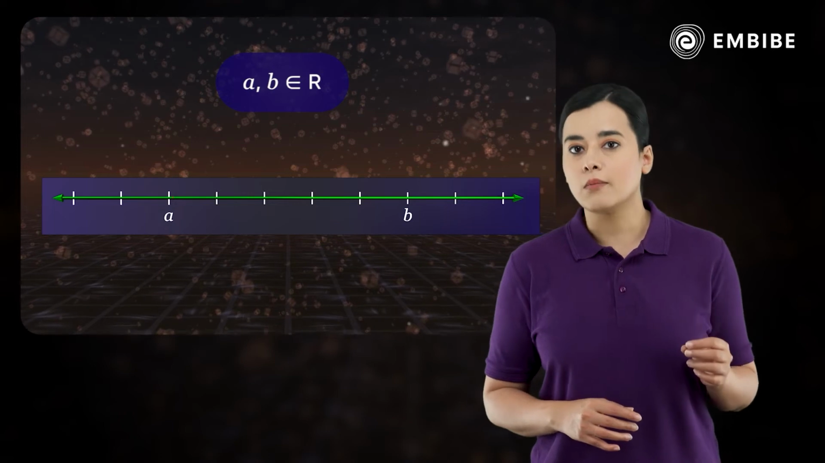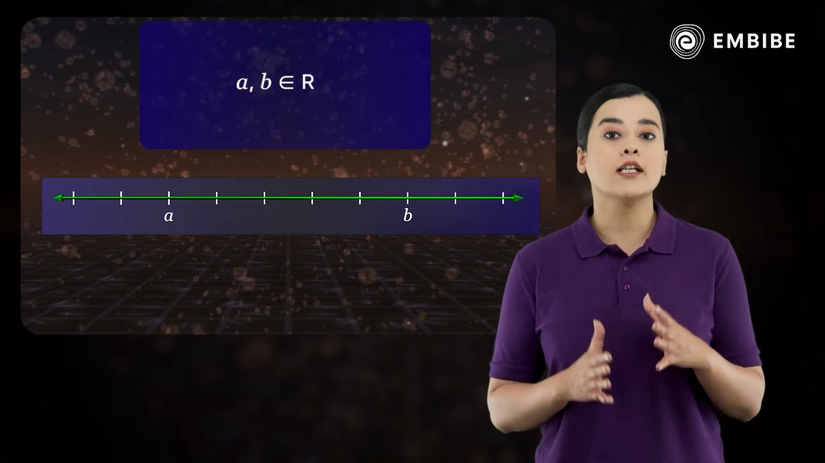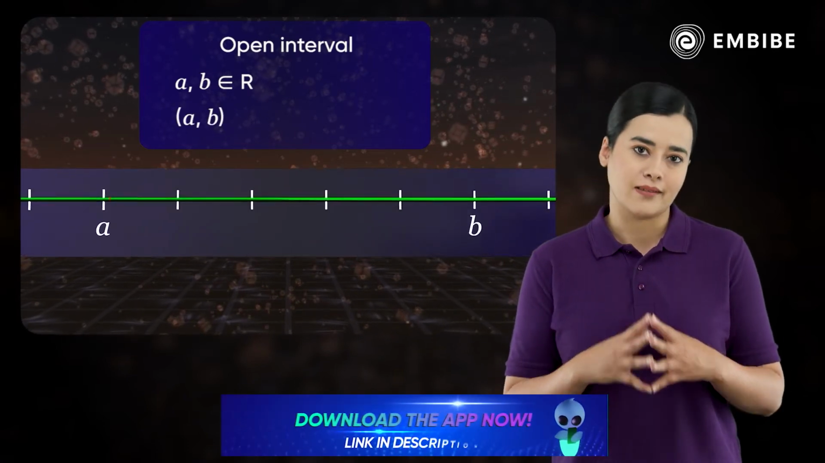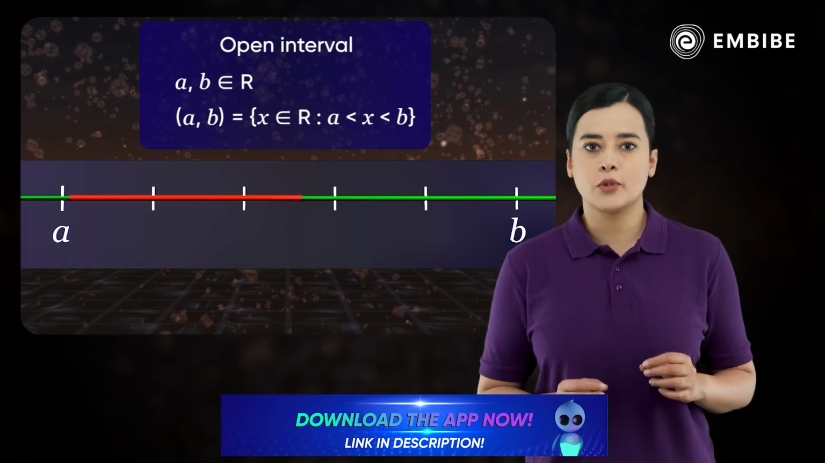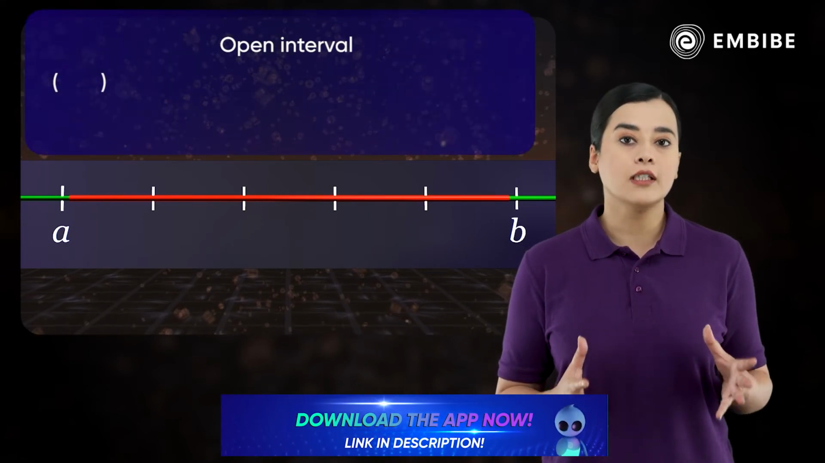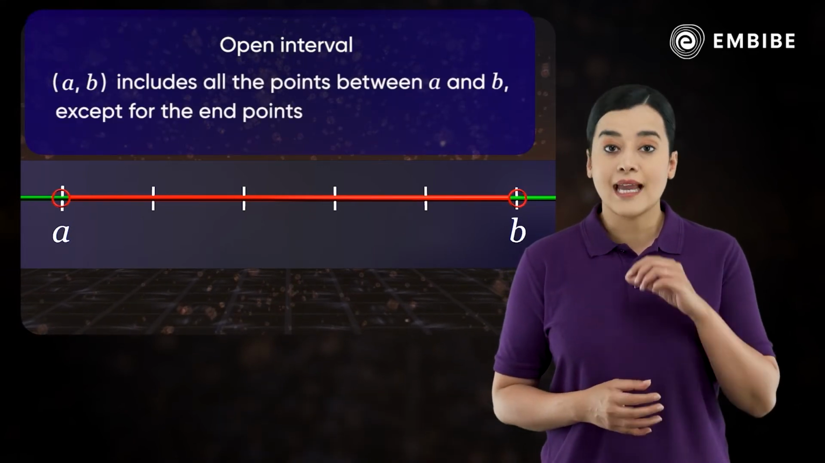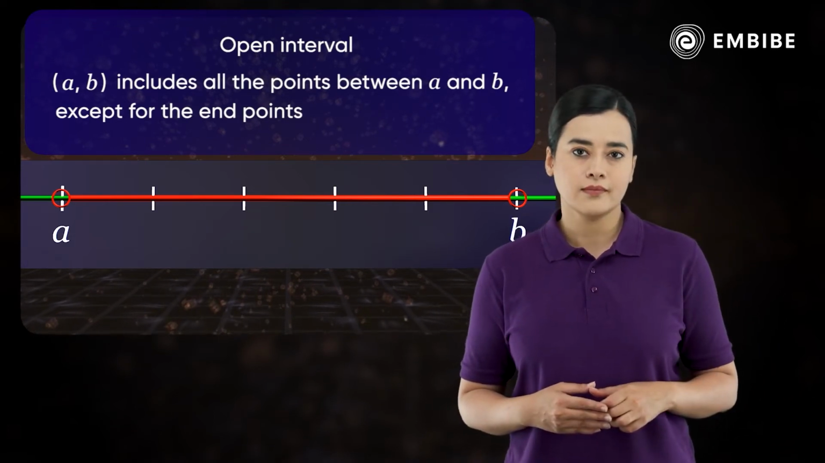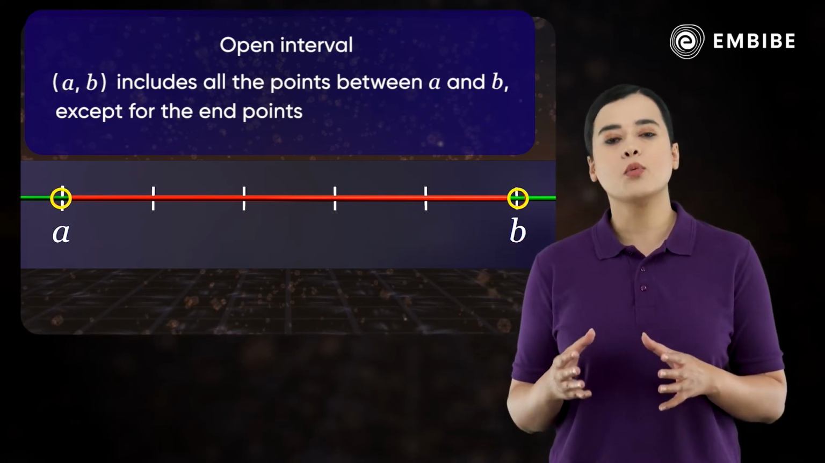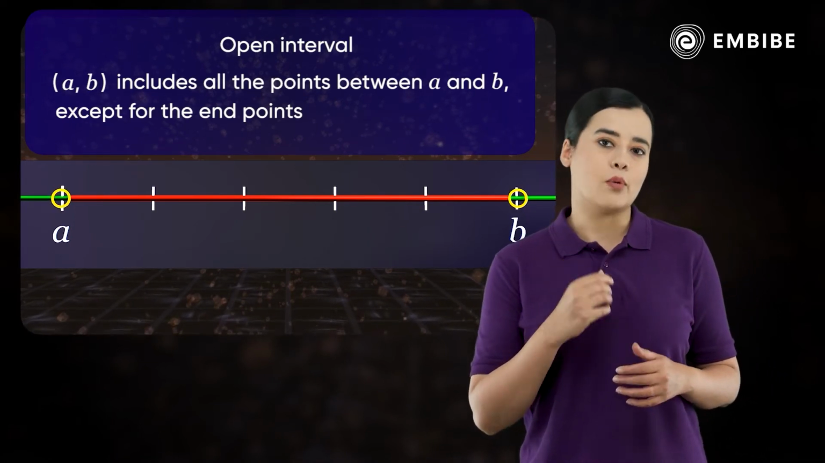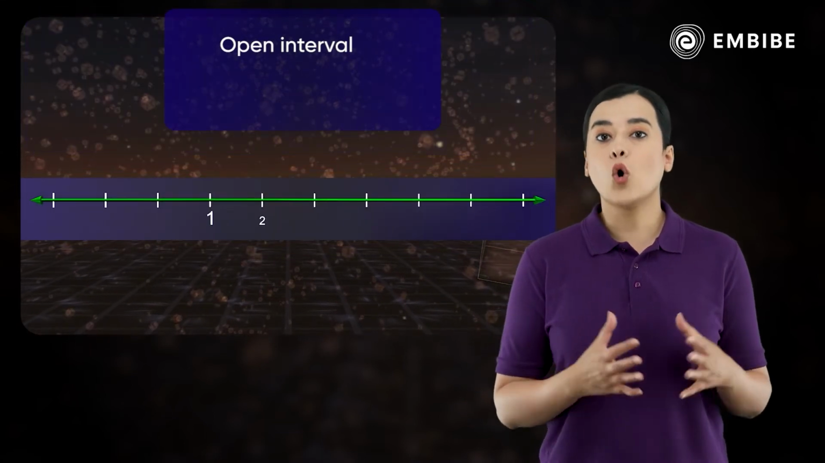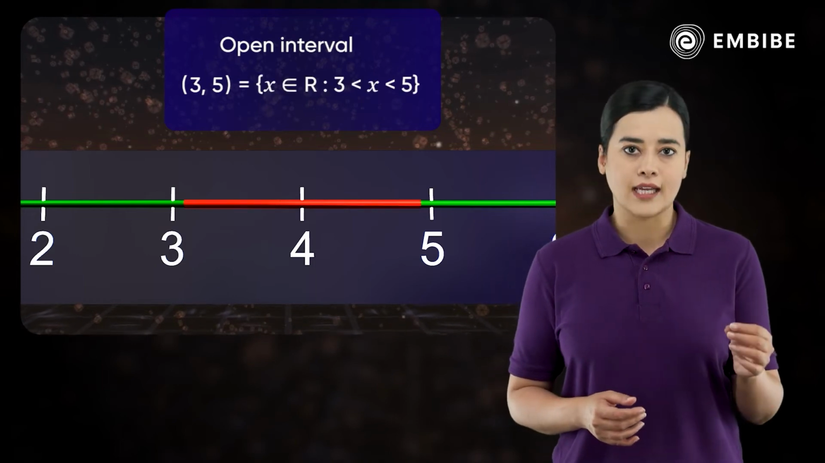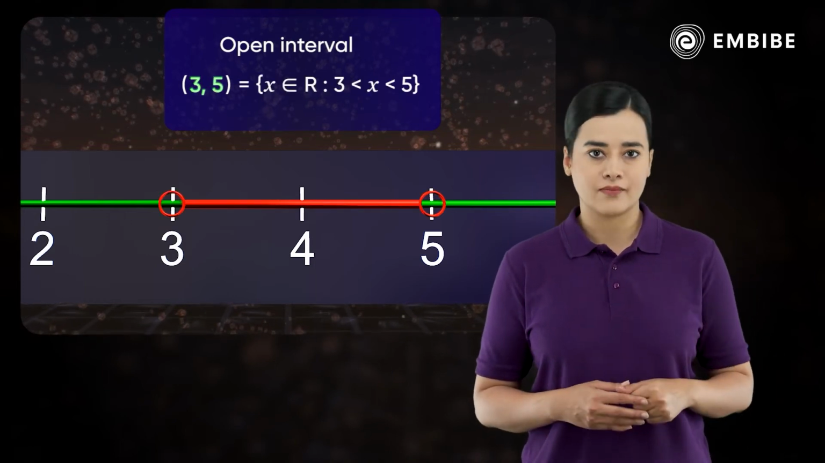The set of all real numbers between A and B is called an open interval and is denoted by curved brackets (A, B). All the points between A and B belong to the open interval (A, B). But the end points A and B do not belong to this interval. On a number line, this can be shown with open dots at the endpoints. For example, the open interval (3, 5) has all the real numbers between 3 and 5, excluding the endpoints.